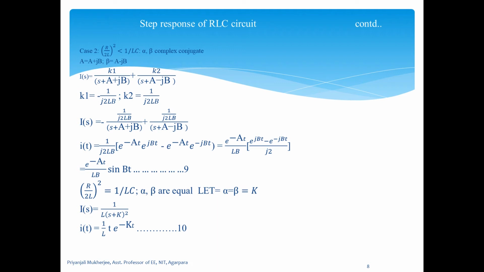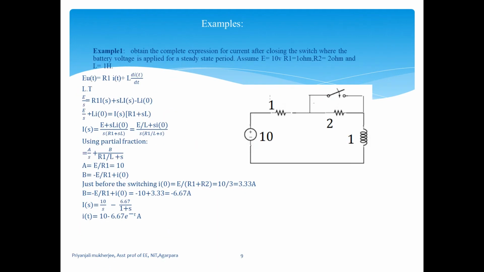So for the different values of R by 2L and 1 by root LC, we are finding out the three different types of response of this RLC series circuit. Next, take an example, where we need to find the complete expression of current after closing the switch when the battery voltage of 10 volts is applied for a steady state period.